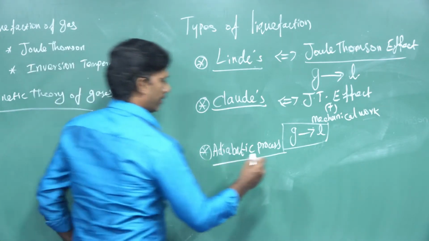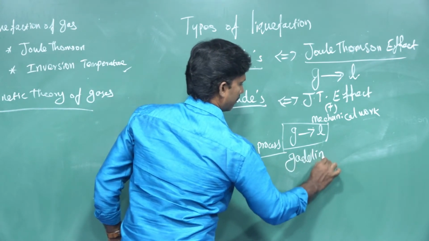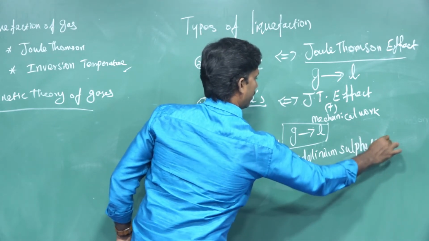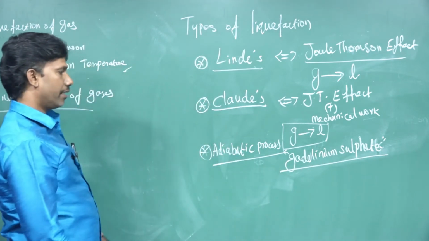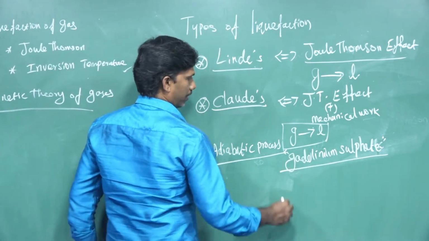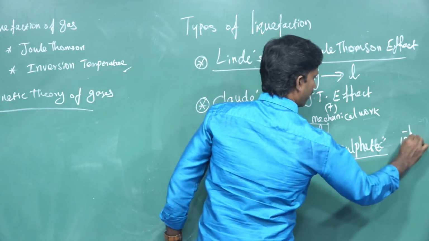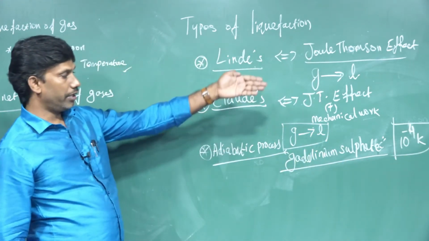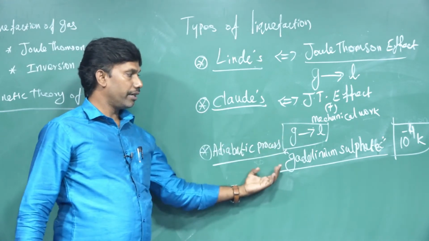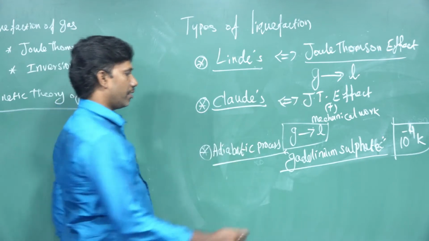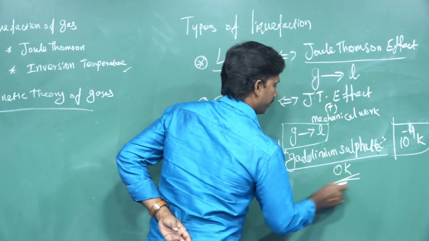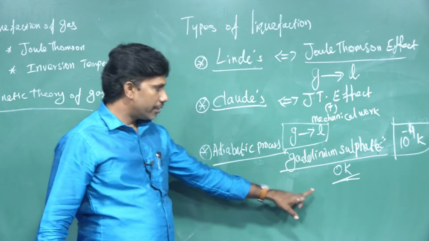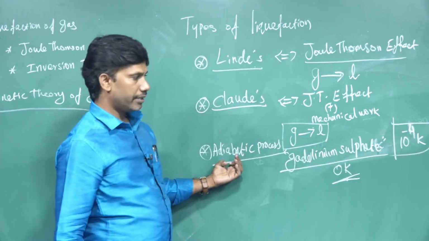For example, gadolinium sulfate. In the adiabatic process, they remove the magnetic property of gadolinium sulfate and get ultra cooling. They can reach cooling up to 10⁻⁴ Kelvin. If that is possible, achieving 0 Kelvin, the absolute temperature, is very easy, because 10⁻⁴ Kelvin can be reached by this method.